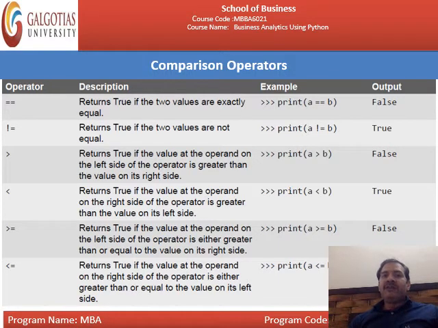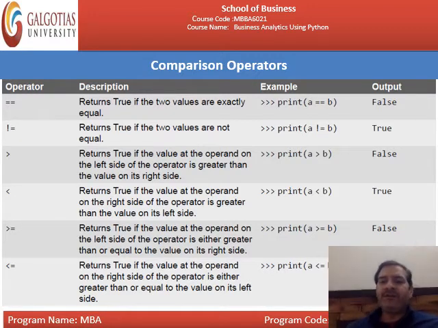This returns true if the two values are exactly equal. For example, print A is equal to B. Depending on how you pronounce it, one can say that A is equal to B. If the values of A and B are the same, then the result will be true, else the result will be false. If the value is the same, the resultant will be true. If the value is different, the value will be false.